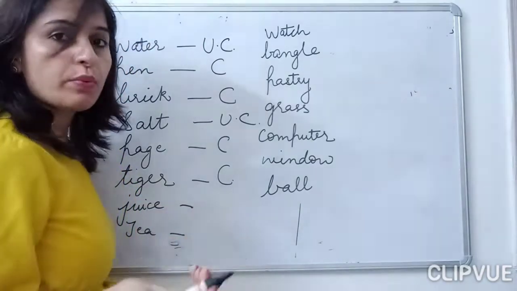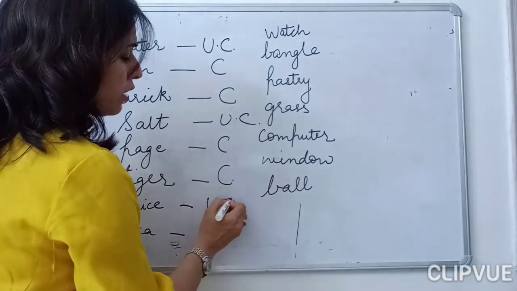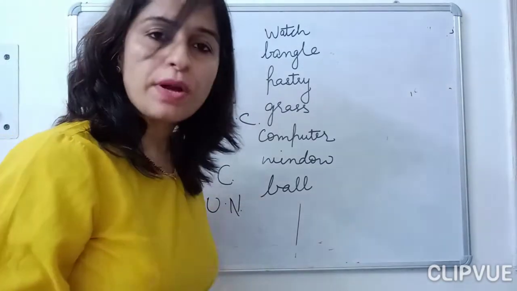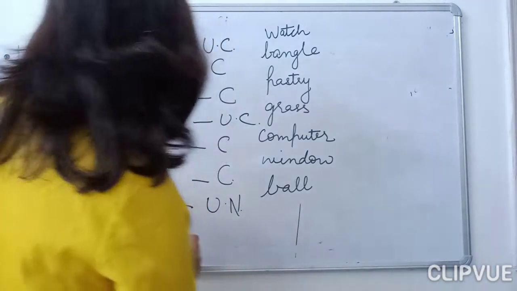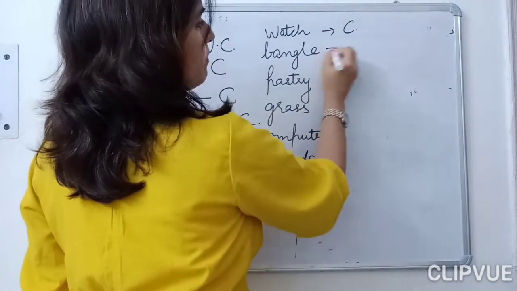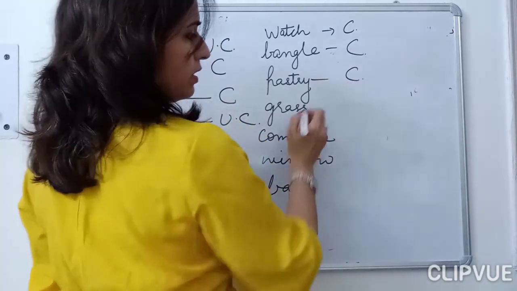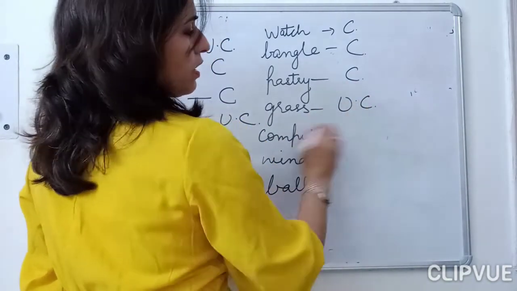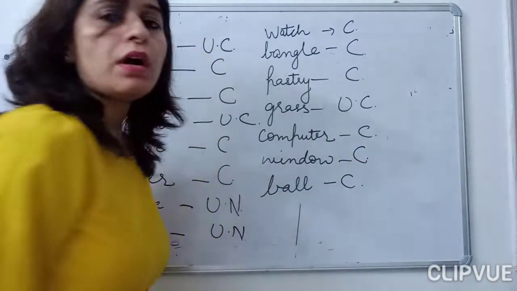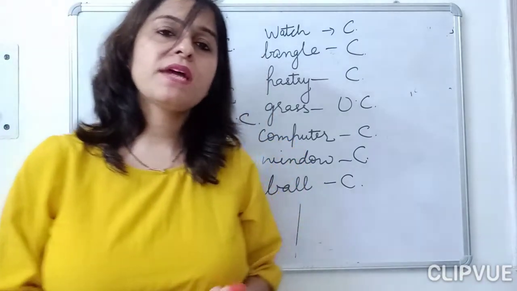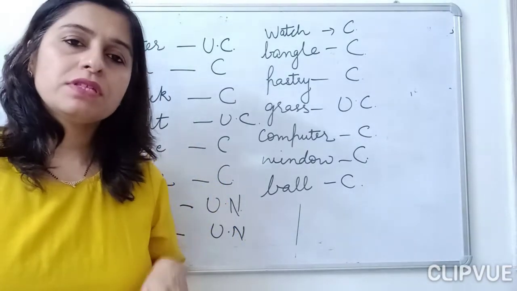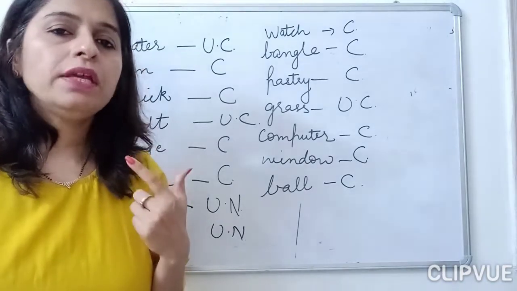Then juice, again a liquid, which is an uncountable noun. But when I say a glass of juice, a bottle of juice, a packet of juice, a tetra pack of juice, it becomes a countable noun. Tea, again an uncountable noun. Watch, a countable noun. Bangle, countable noun. Pastry, countable noun. Glass, uncountable noun. Computer, countable noun. Window, countable noun. Ball, again a countable noun. I hope, children, I have cleared this part, at least what countable and uncountable nouns are. Now after this we will be moving on to the singular and the plural, children.